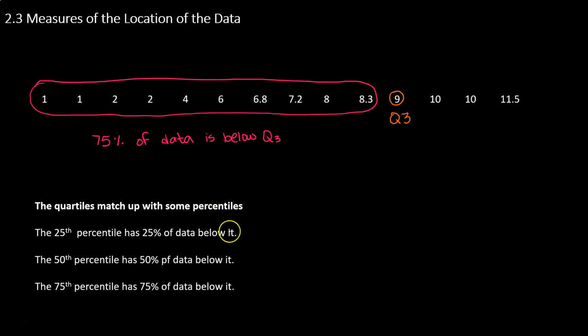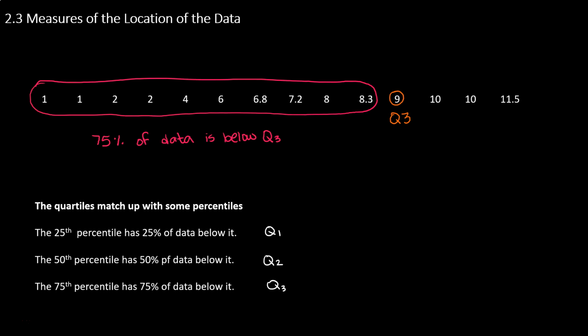So again, the 25th percentile is the same thing as Q1. The 50th percentile is the same thing as Q2. And the 75th percentile is the same thing as Q3. Now you might be wondering, where's Q4? We are thinking about quartiles, quarters, 4 equal-sized groups. Well, the quartiles are what divide the 4 different groups.